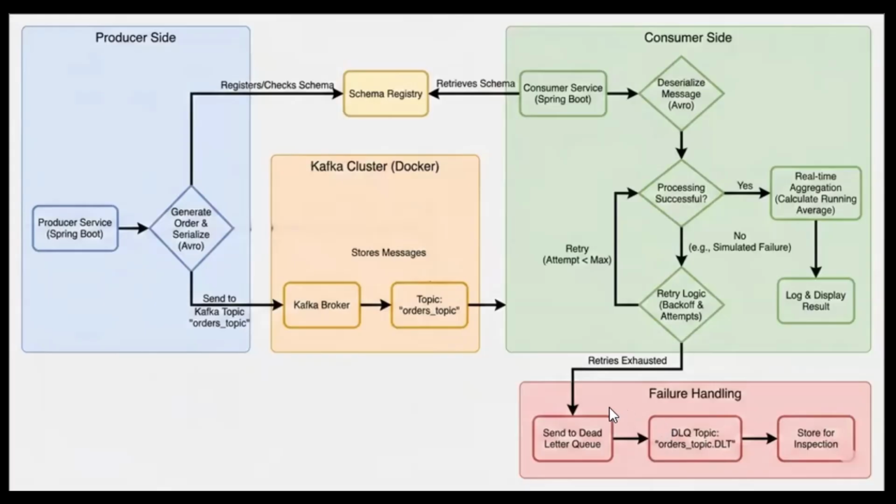So let's trace the journey of a single order. It begins here, at the producer service. It is a Spring Boot application. In this case, I am generating dummy data from here. Before the order is sent, it must be serialized. We are using Apache Kafka Avro for the compact binary format.